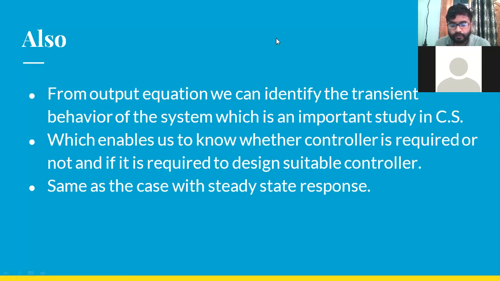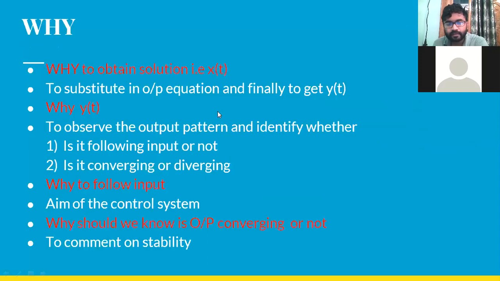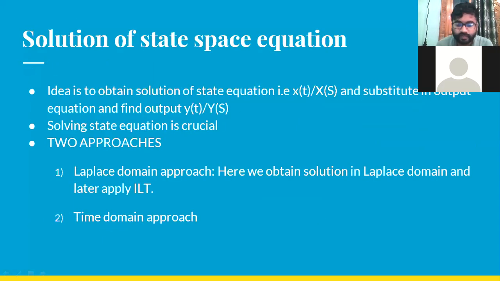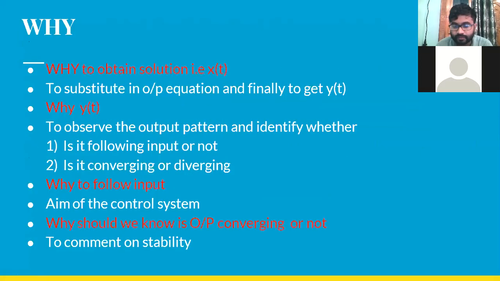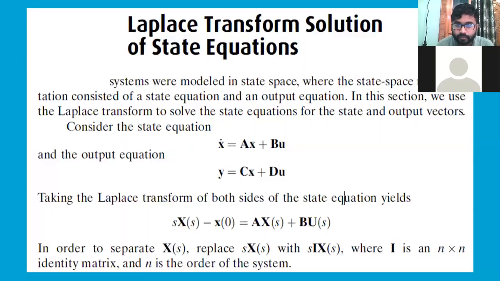So these are the importances of the solution, of why we should solve the state equation and obtain the output or response. By observing the response only, we can proceed with the actual control. Now let us see the first method, that is Laplace transform solution of state equations. It is very easy since we are dealing with the state equations directly. We are not at all concentrating on whether the system can be converted into a transfer function or not. We should consider initial conditions here.